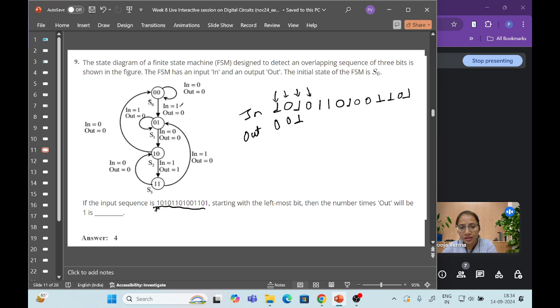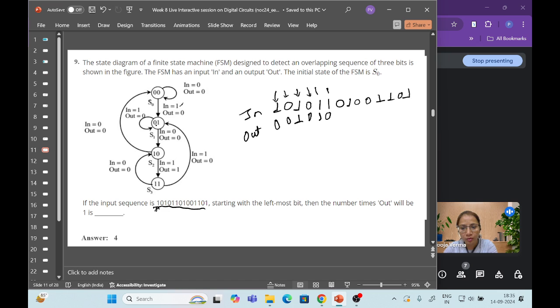So the next bit is 0. When in is 0, it goes again to 10, so in is 0, out is 0. Then it moves to 01, but here in is 0, so out is 0, and it moves back to 10. Now the next in is 1 and out is 1. Again it moves to 11. Now the next in is 1, so it will move to 01, but here out is 0. We have reached till here.